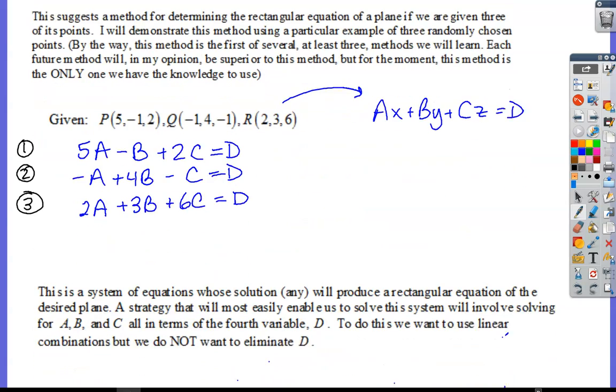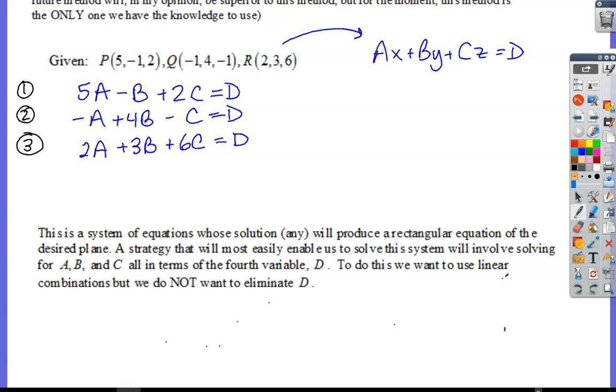Okay, so we're going to start solving this as we would any other time, which is we're going to try to get things to cancel out. But what we don't want to do is get rid of the D value. We do not want to eliminate D, but we're going to try to get all the other variables to cancel out and be in terms of D. So that's our plan.